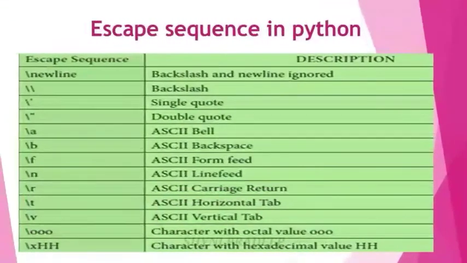Some of the escape sequences supported by Python are \n for new line, backslash, single quote, double quote, ASCII bell and ASCII backspace, ASCII form feed, ASCII line feed, ASCII carriage return, ASCII horizontal tab, ASCII vertical tab, character with the octal value, and character with the hexadecimal value. Okay, so this is about escape sequences.